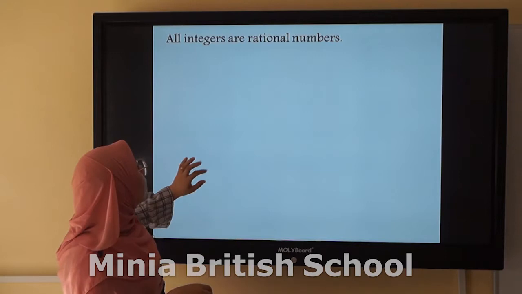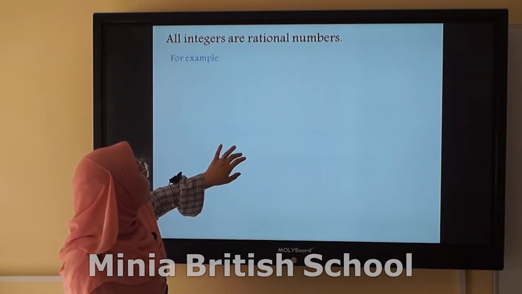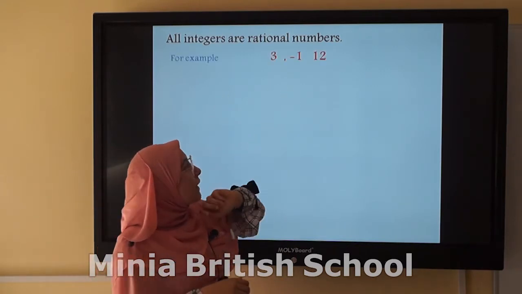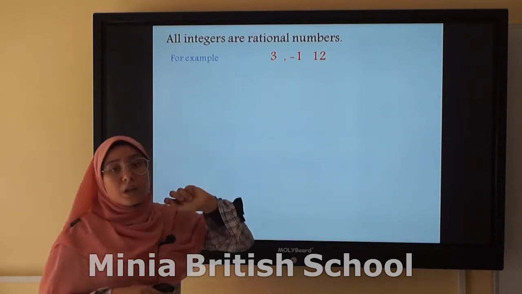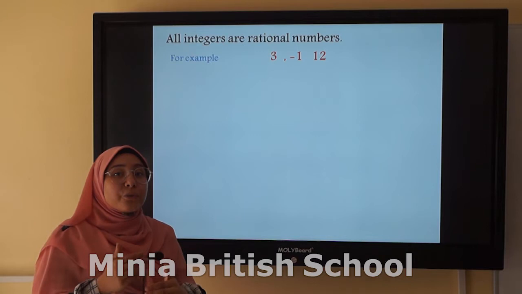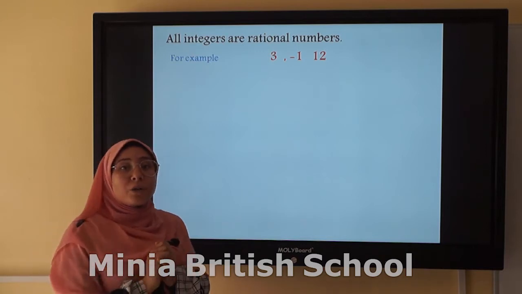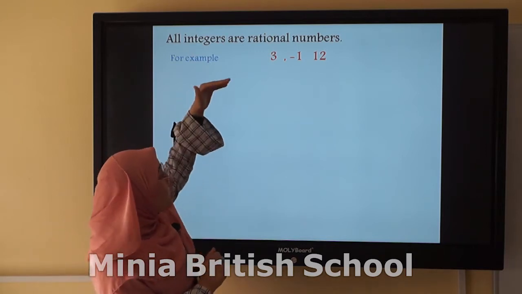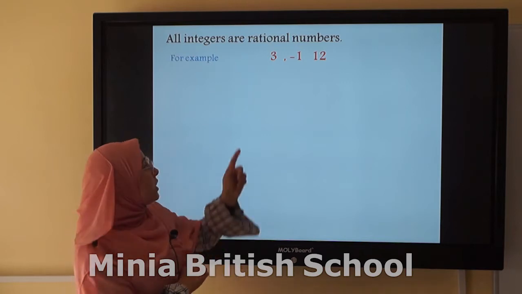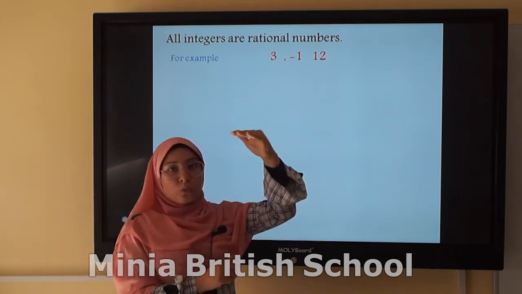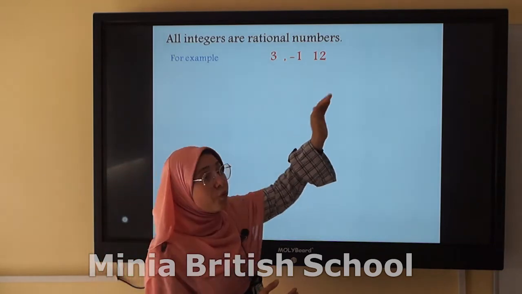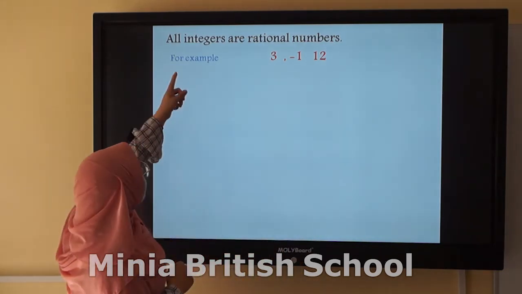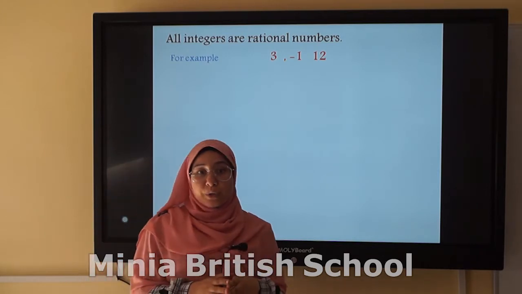For example, 3, negative 1, and 12. Here, 3 is an integer. We can write it in the form A over B because we can write it as 3 over 1. Negative 1 equals negative 1 over 1 also, and 12 equals 12 over 1. So all integers are rational numbers.